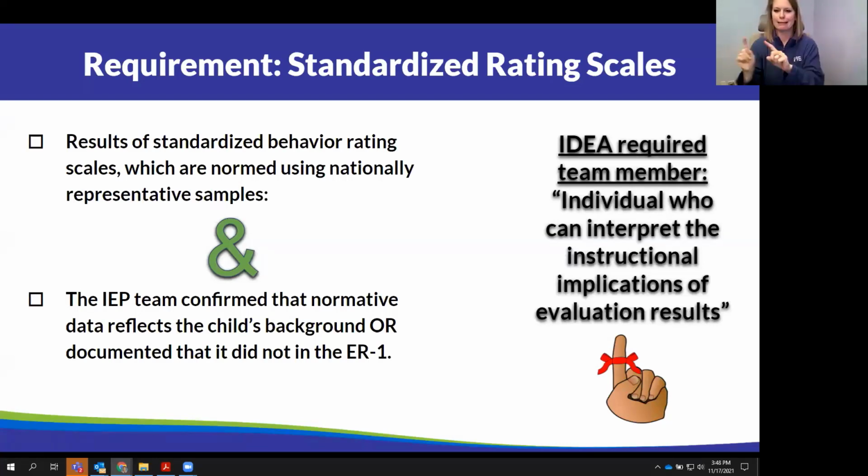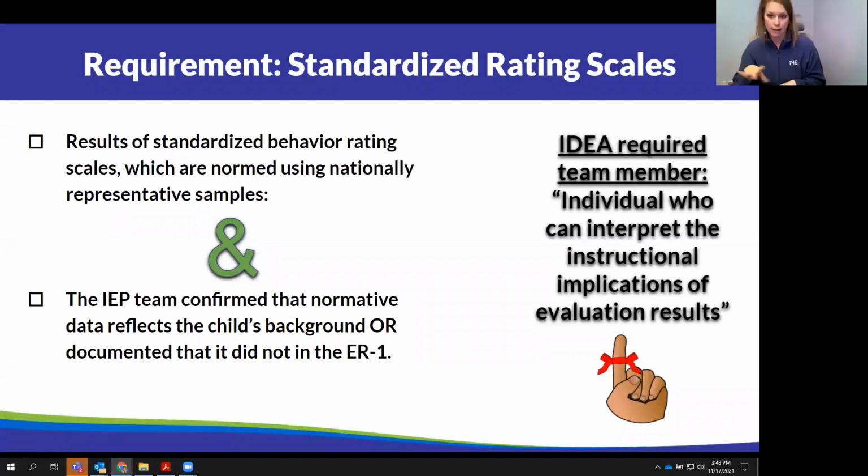One of the specific questions that we got from our survey: what if the tool doesn't reflect the child's background? Do we still use it? The answer is yes. And again, you need to document it and describe what wasn't representative in the norming sample from the tool. And then make sure the team discusses it and explains the impact of that, to be able to scrutinize the data gotten from the source in the context of other data that you've collected.